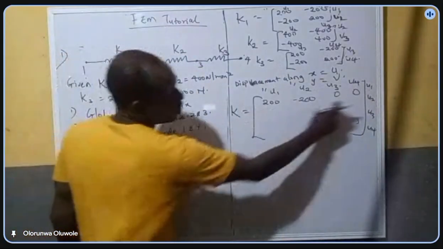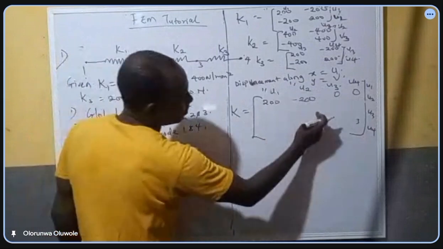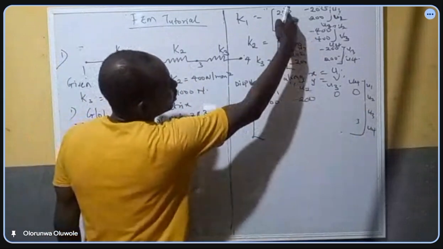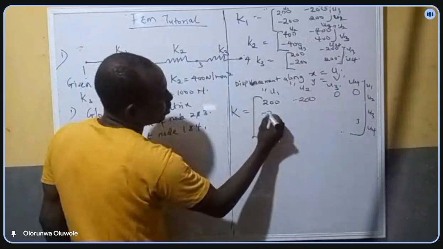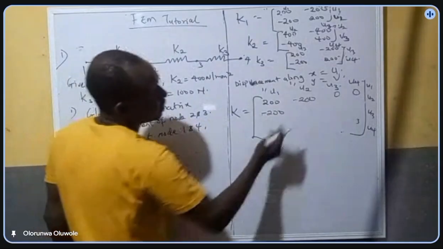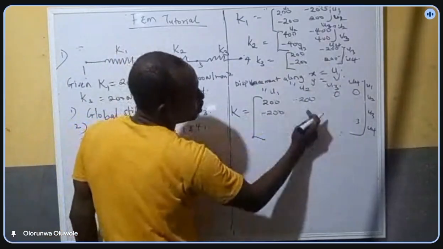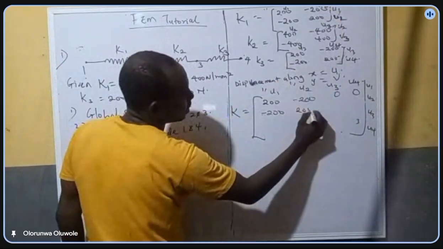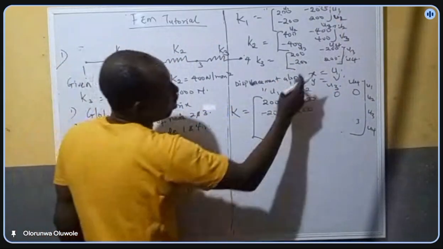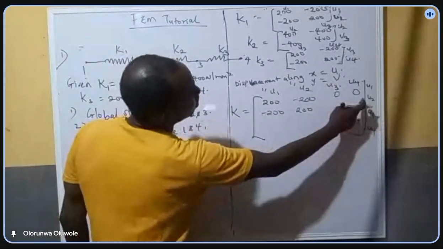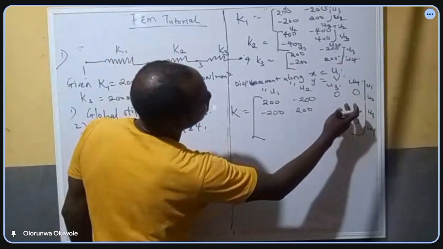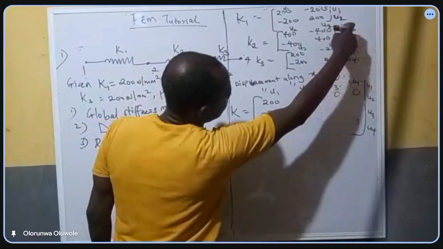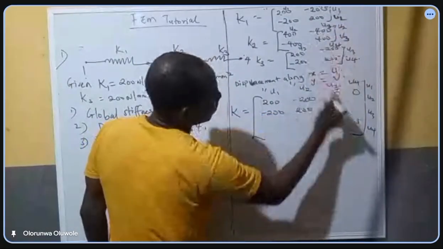We come to the second row here. U1, U2. You come here, U1, U2, minus 200. Then you come here, U2, U2. You have U2, U2. That is 200. Then you come to U3, U2. Do we have U3, U2? U3, U2, and that is minus 400.